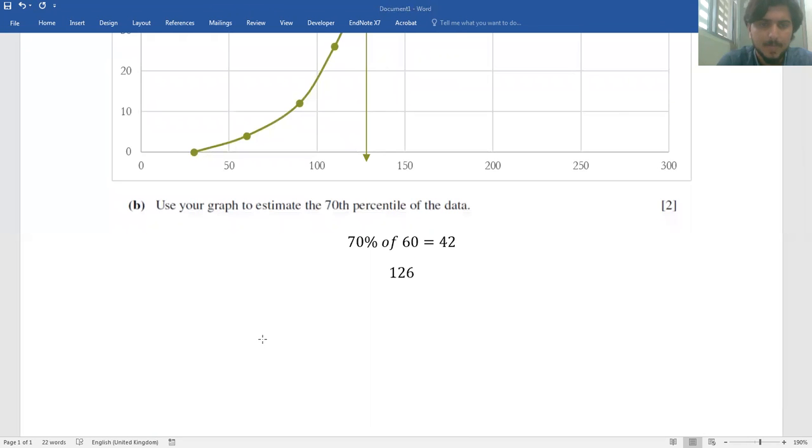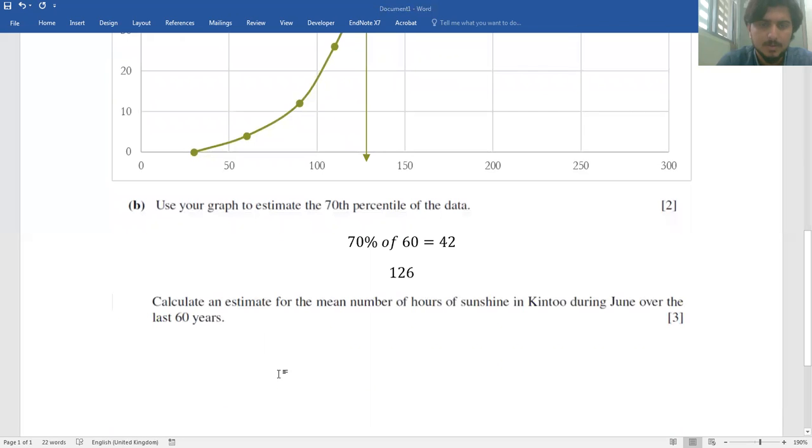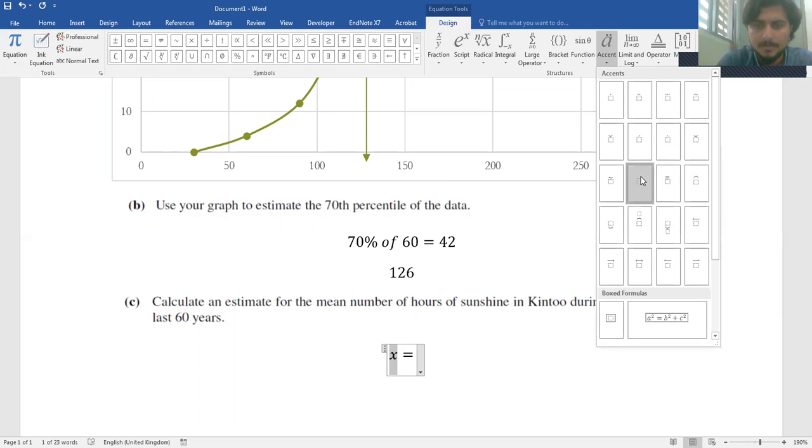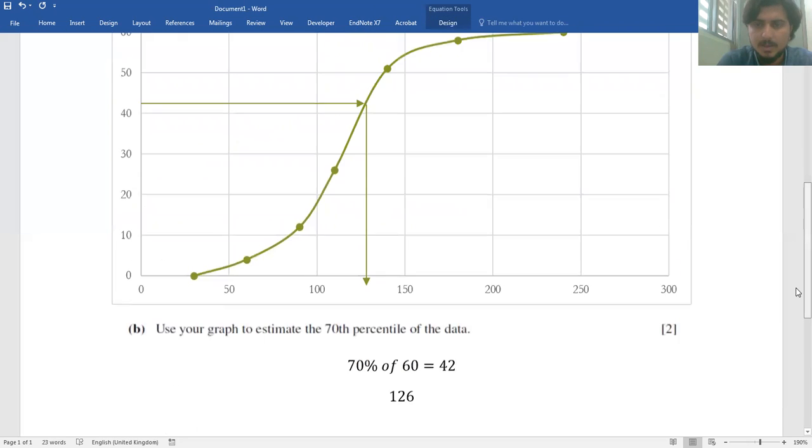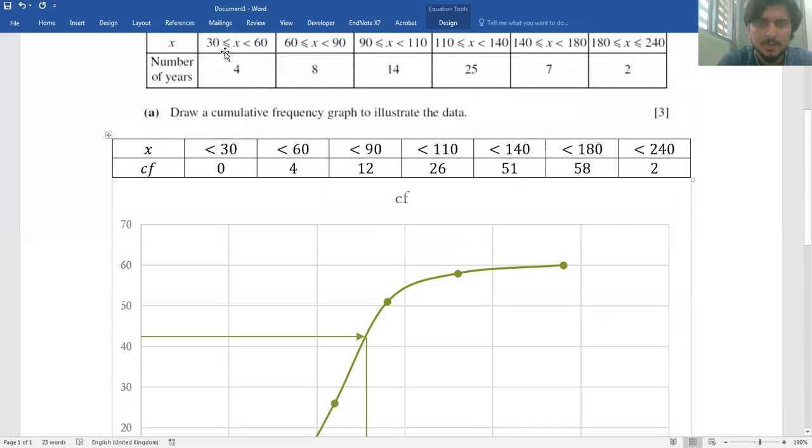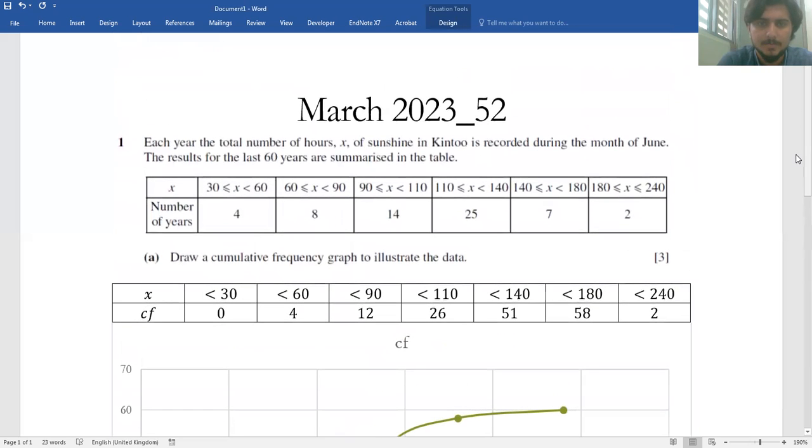Moving on, in part C, the question says calculate an estimate of the mean number of hours of sunshine in Kinto during June over the last 60 years. Now we need to calculate the mean number of hours. Okay, how do we go about doing that? This is how we write mean. Now, the main thing is that 4 years when sunshine was between 30 to 60 hours. What do we do with that? These are the 4 years when the sunshine was between 30 and 60.